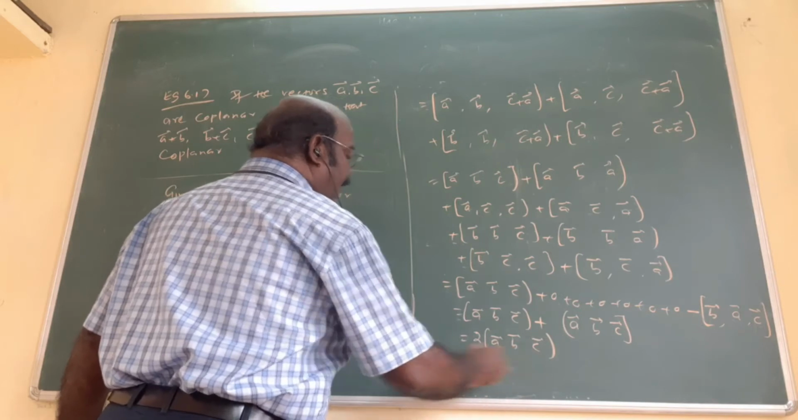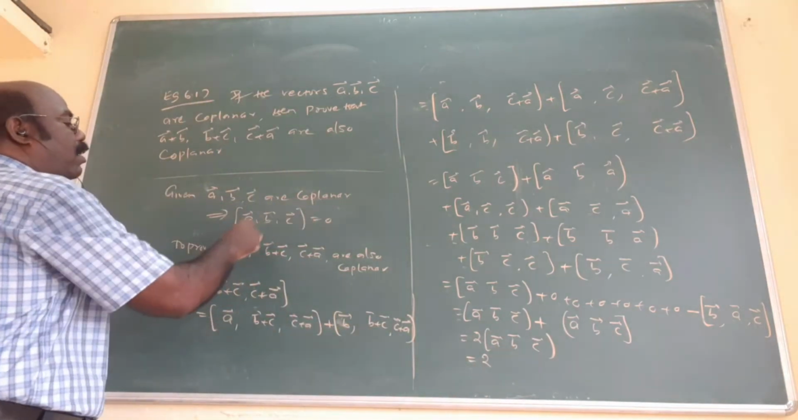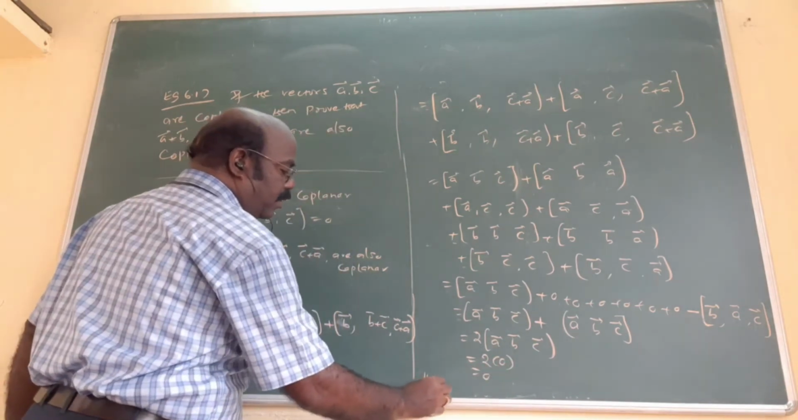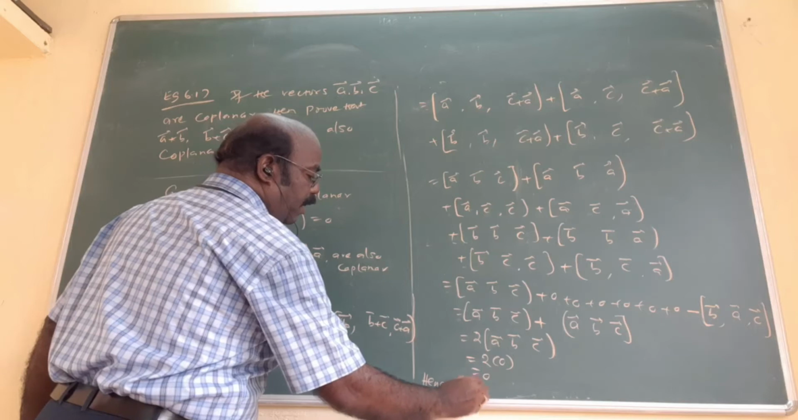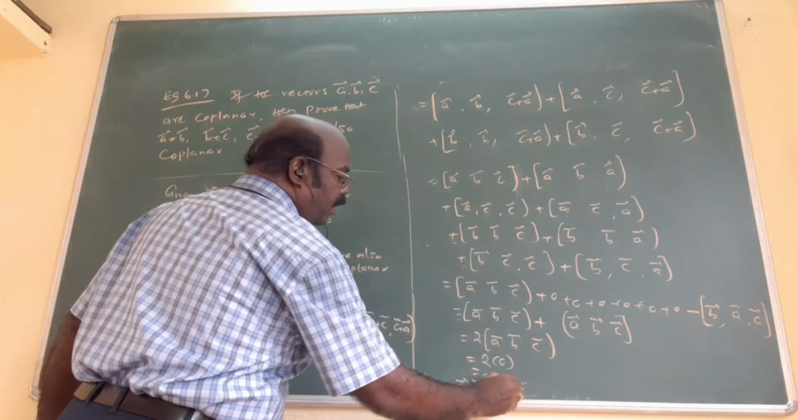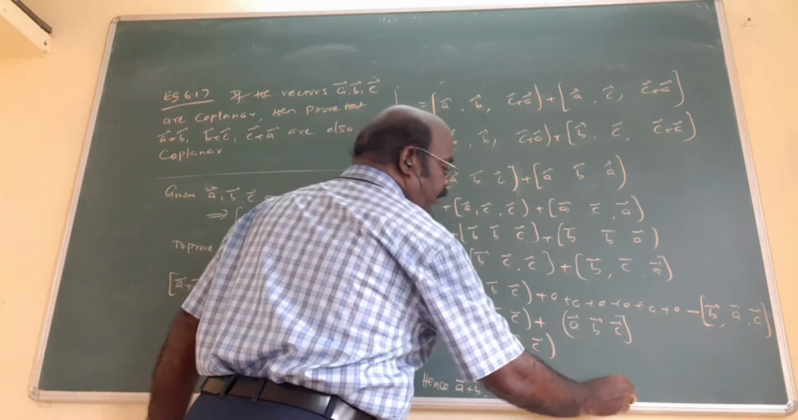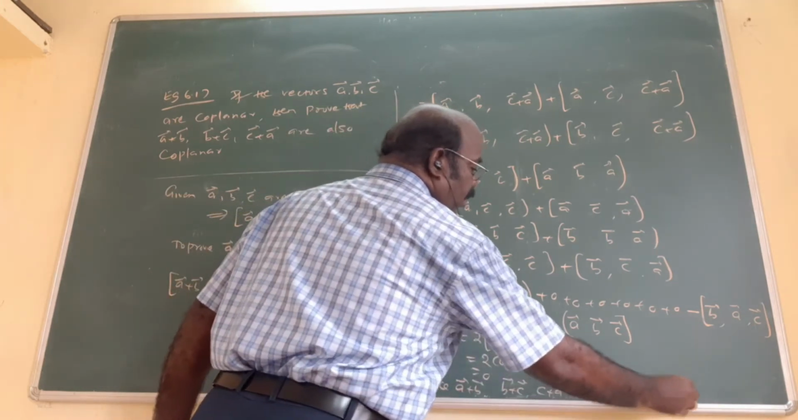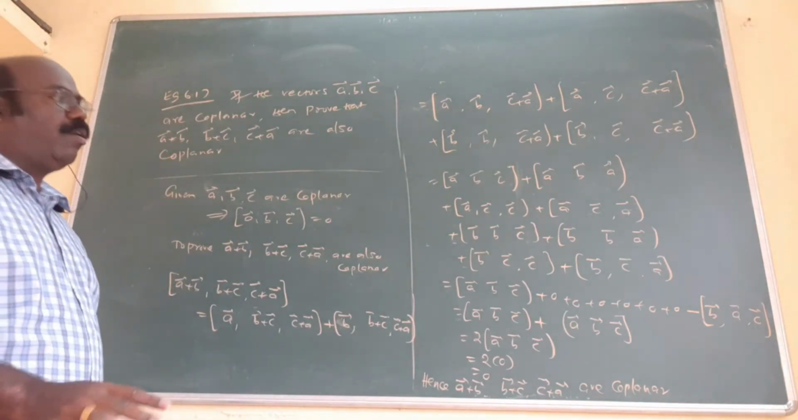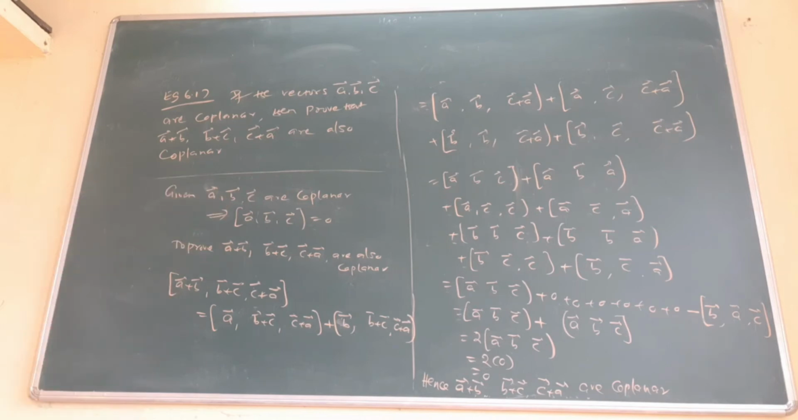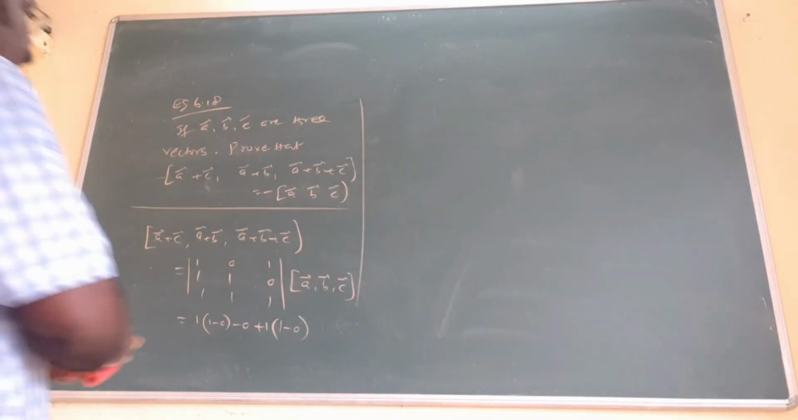2 times, already given A, B, C is 0. That is 0. Hence, A plus B vector, B plus C vector, and the C plus A vector are coplanar. First one is A, B, C only coplanar. Now I am proving A plus B, B plus C, C plus A are also coplanar. This is the idea, only addition idea. Determinant of 2 addition. That's all. Next question.